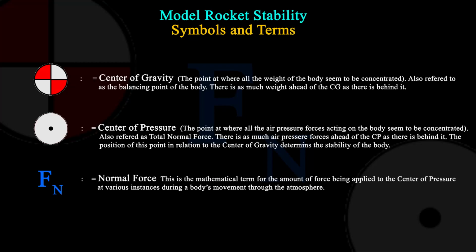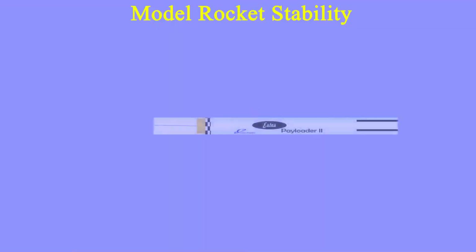Now let's see how all these forces act together. First, we have the fuselage. The purpose of the fuselage is to house the engine and all the recovery devices that may be necessary for safe operation of the rocket.